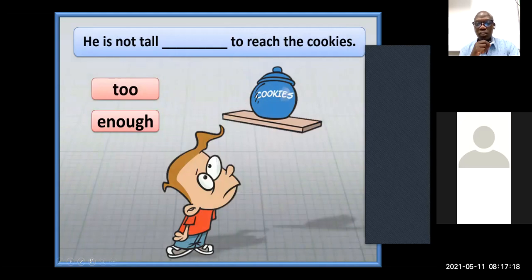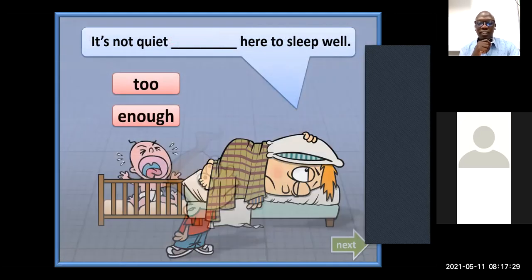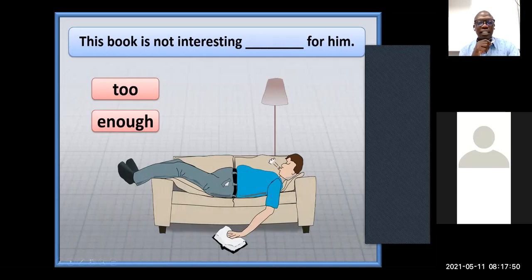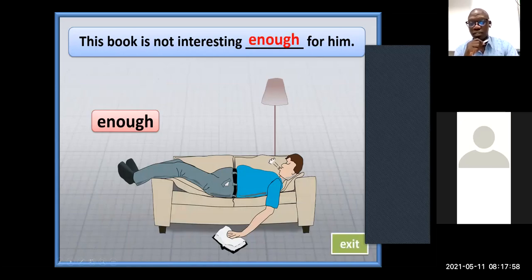He is not tall to reach the cookies. Not, remember. Correct. Yes, he is not tall enough to reach the cookies. Okay, it's not quiet here to sleep well. There is a baby crying. Correct. Take note of that. It's not quiet enough here to sleep. The baby's crying. Okay. This book is not interesting for him. Correct. This book is not interesting enough for him.